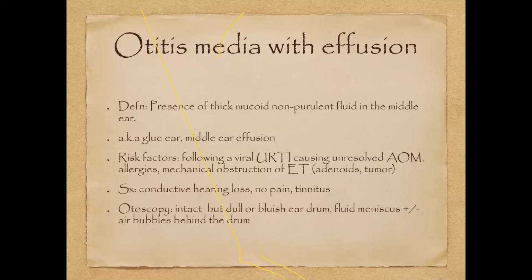Risk factors are a preceding viral upper respiratory tract infection, and allergies, because allergies cause edema of the Eustachian tube, which can block it so fluid accumulates, or mechanical obstruction of the Eustachian tube, either by a tumor or adenoid tissue in children. As symptoms, the child will have reduced hearing, most of the time conductive, and they will not have pain, but they will have tinnitus.